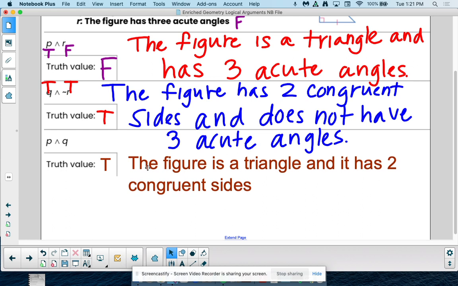Anyone want to share what they wrote? Sure. The figure is a triangle and the figure has 2 complete sides. Perfect. True or false? True. Are we okay? Okay, let's flip it. I promise we won't do all 3 ors, but let's just pick a few, okay? Let's try a few disjunctions.